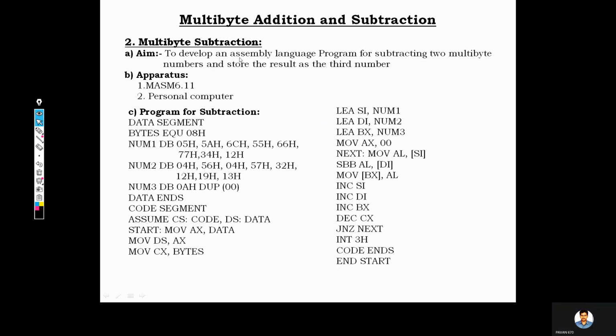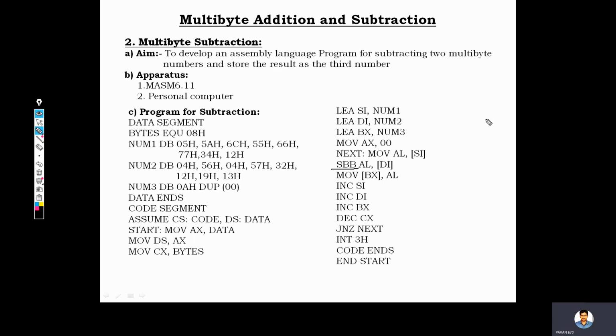Similarly, multi-byte subtraction. The major change between the multi-byte addition and subtraction is only a single instruction, which is called SBB. The remaining whole explanation is the same. So in the place of the ADC instruction, I am providing here the SBB instruction, which means subtract with borrow. ADC means addition with carry. SBB means subtract with borrow. Except this single instruction, the remaining whole program is the same, and the same explanation is also applicable. Since I want to do the subtraction here, this is the only instruction I have changed.